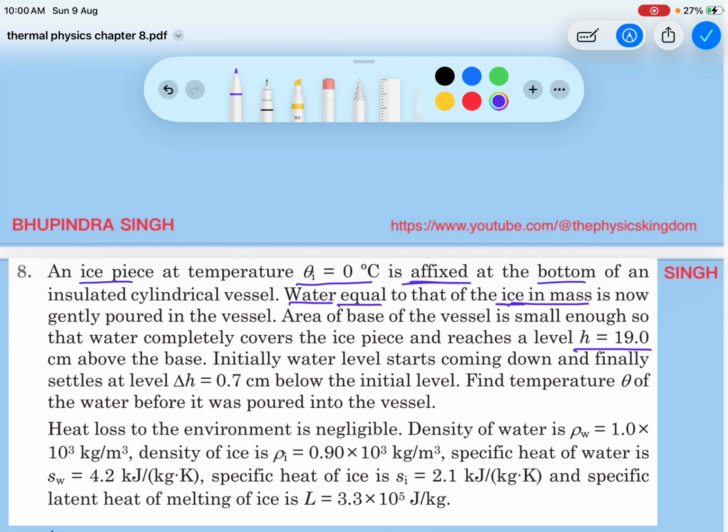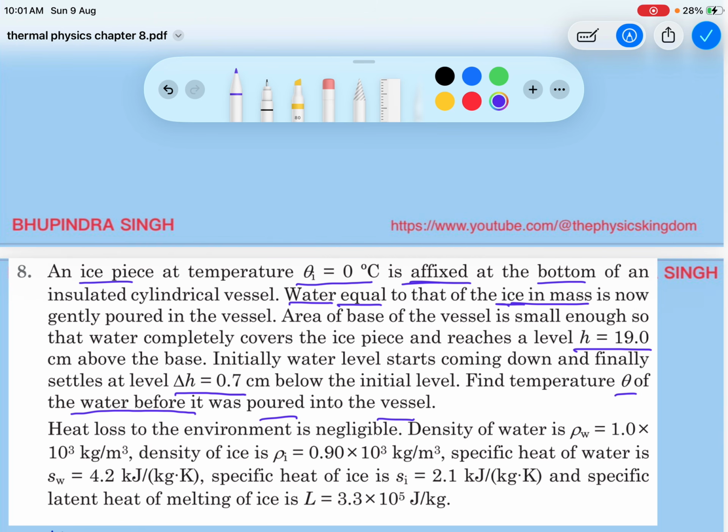Initially the water level starts coming down and finally settles at delta H equal to 0.7 centimeter below the initial level. Find the temperature theta of the water before it was poured into the vessel. So what do we need? The temperature of the water before it was poured into the vessel.